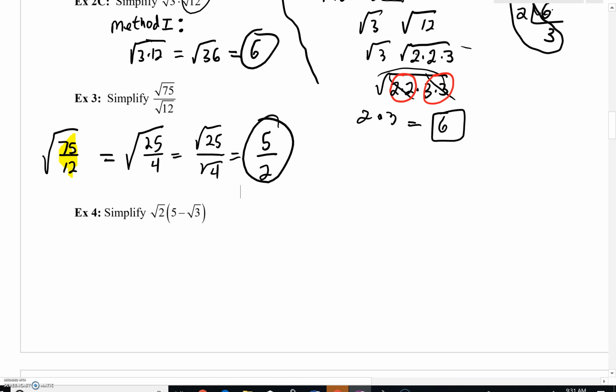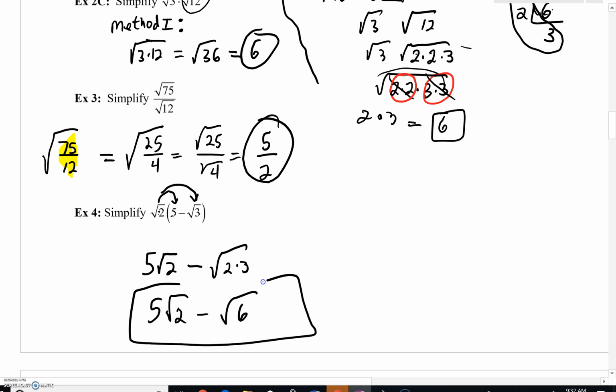Here is our last problem of the day. When you see something outside of parentheses, you might guess that we're going to distribute, and we are. The 5, however, is not inside of a radical. So when I multiply radical 2 times 5, I'll just have a 5 on the outside and then a radical 2. But radical 2 times radical 3, that's where you can multiply the two insides together. And guys, then you are done.